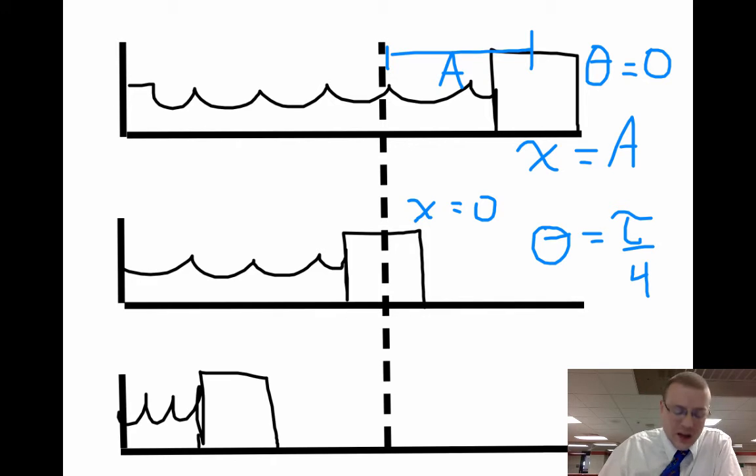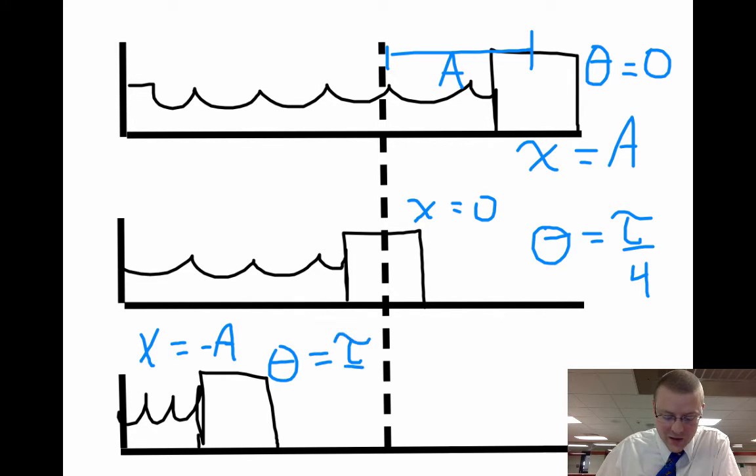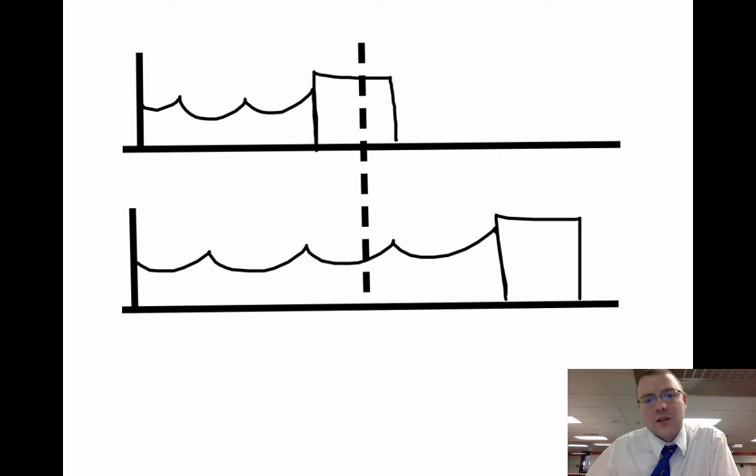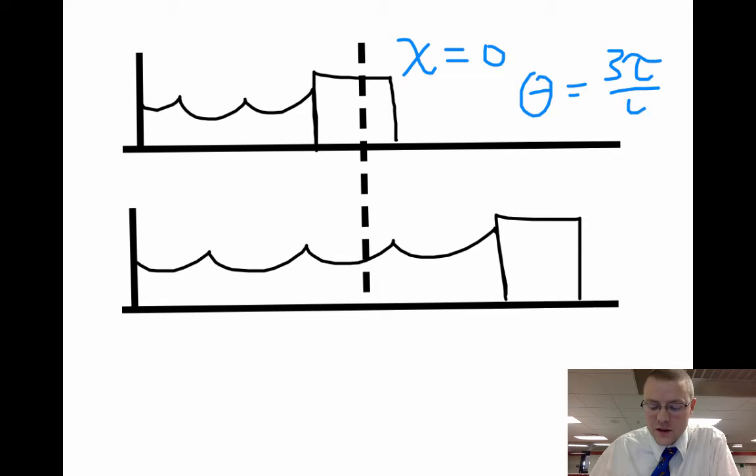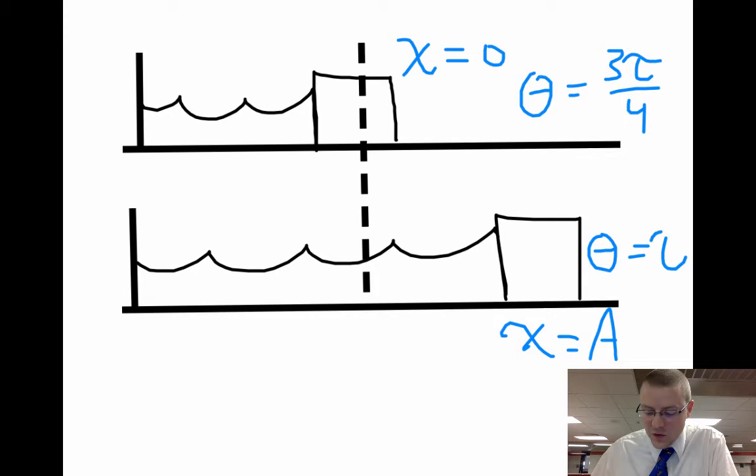When I reach the far end, my amplitude now becomes negative A. And when I have negative A for my amplitude, that means that I've gone a full half of my oscillation, or a half tau. And when I get to the equilibrium point again, x is going to equal 0 again. Theta at this time is now going to be 3/4 tau. And when I reach the far end again, x is going to equal my amplitude. Everything's back to normal, and we've gone through one full cycle.